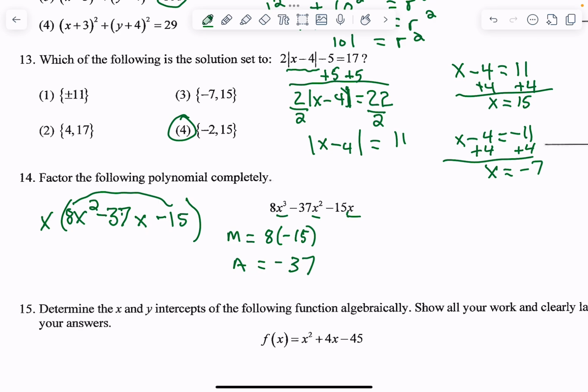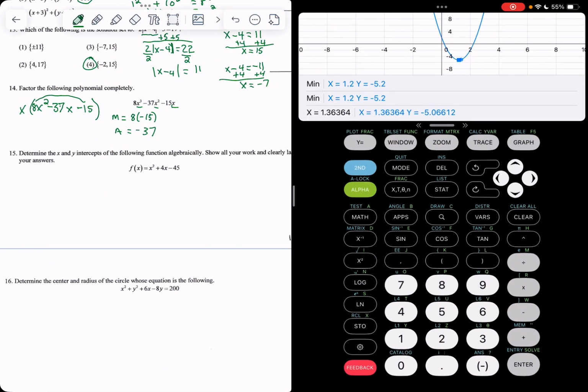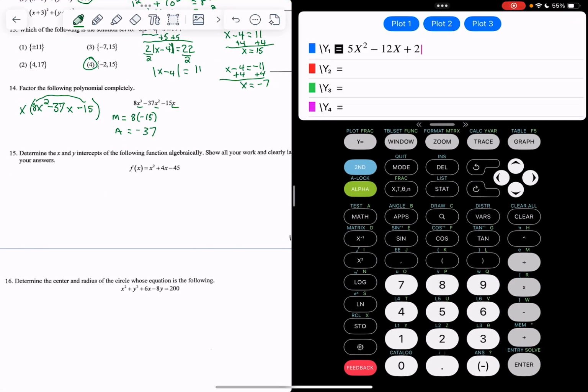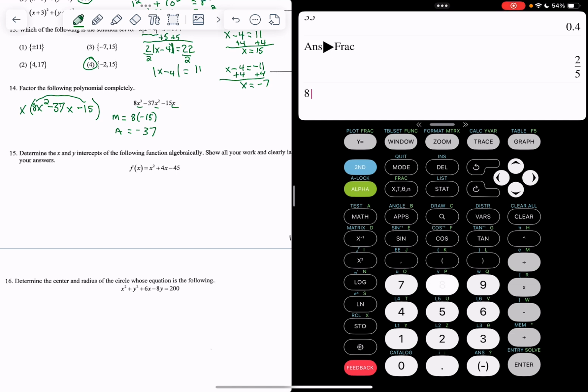Right? And now it's not set up for what usually, but you may have to change a couple of times during the test unless you look for all of these first. But if we go to y equals, we want to do 8 times negative 15, which is negative 120. So we want numbers that multiply to be negative 120. So now we go back to the y equals screen.